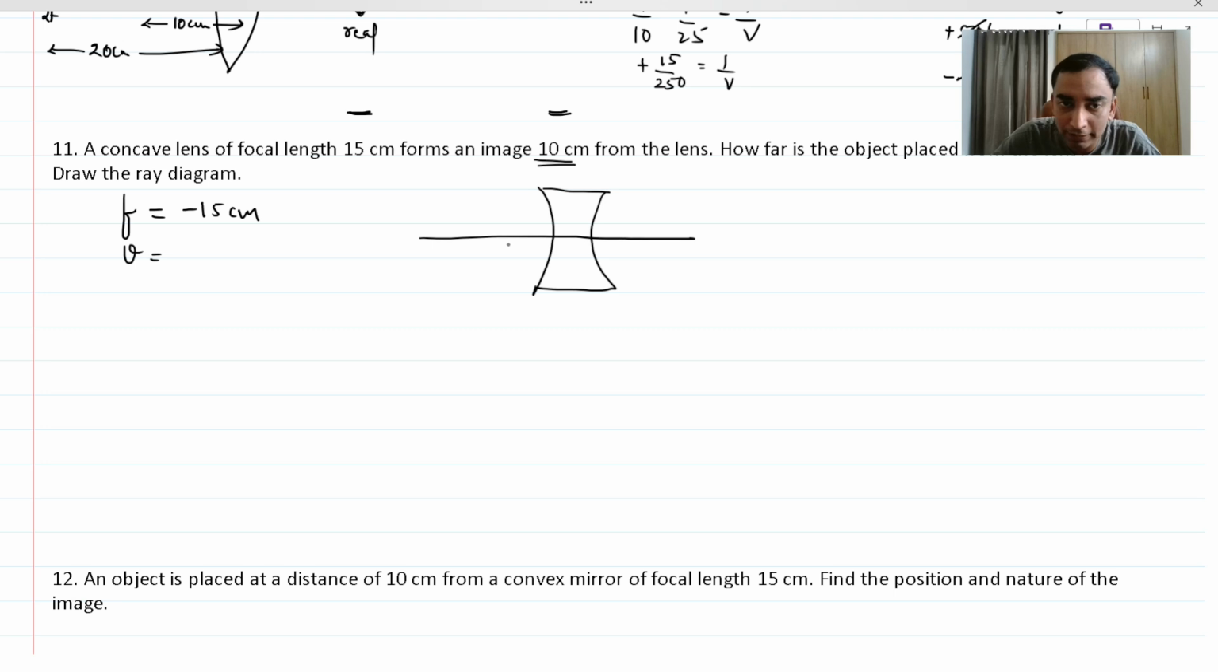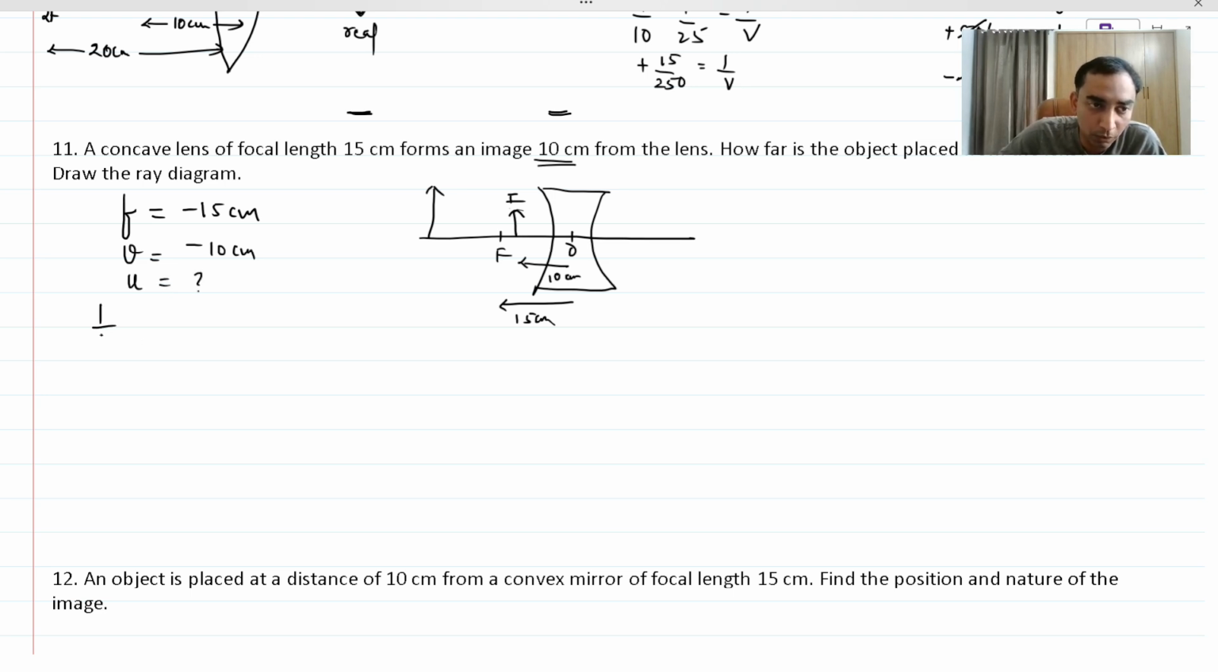So I'm saying something like this. Here this is F, here this is O, and we don't know where the object is, but the image is always formed between F and O, and this distance is 10 centimeters and the focal length is 15 centimeters. You may put the object anywhere and you will always get the image. This is the image between F and O. So the image is also on the left hand side. That's why the image distance is negative, minus 10 centimeters. You are supposed to find the U.